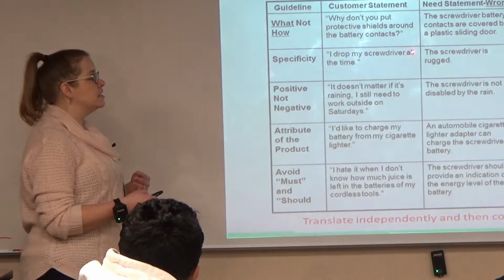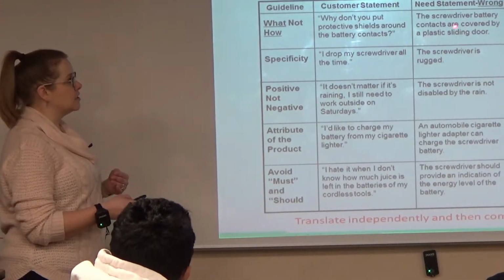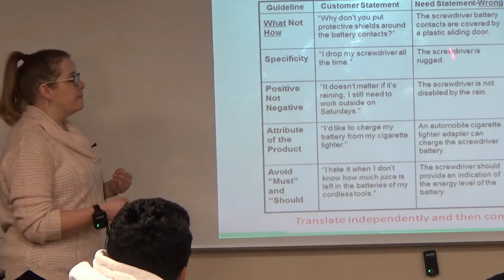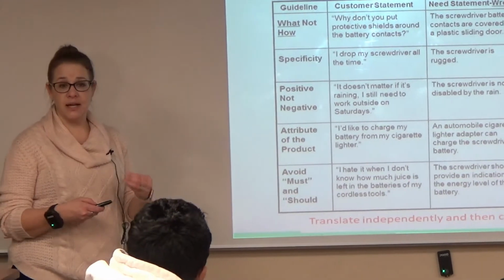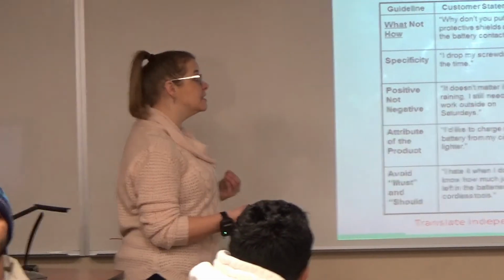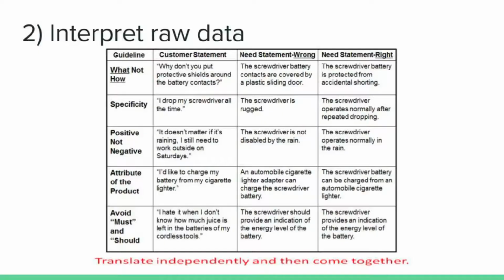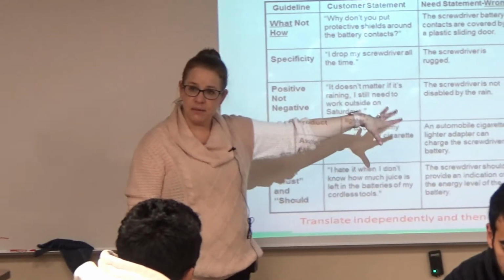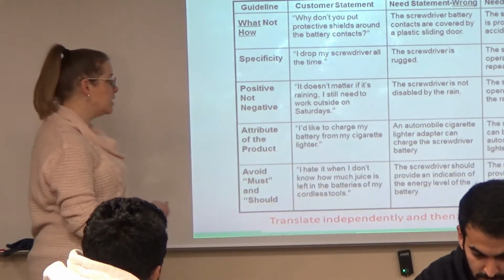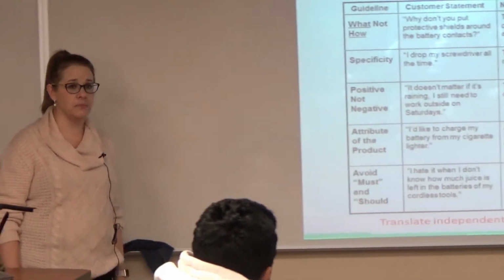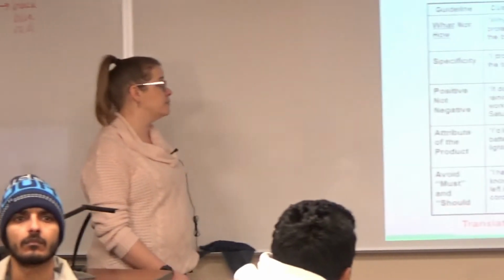So the need statement, instead of saying the screwdriver battery contacts are covered by a plastic sliding door, this has a solution in it. You cannot have solutions in your need statements. Instead, you say the screwdriver battery is protected from accidental shorting. That's really what they were getting at. They want that to be protected somehow, but you don't necessarily have to do that with a plastic shield. So don't suggest the solution. Figure out how to make that statement so it's solution neutral. Here's a whole bunch of examples on how to make those statements and interpret that information.